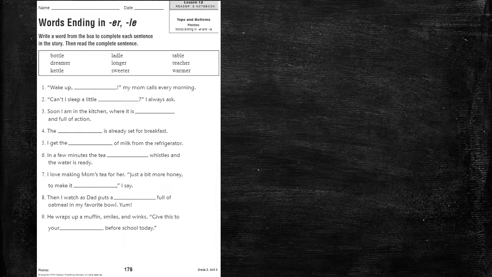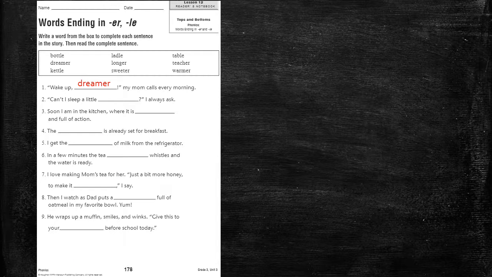Let's read the first sentence. Wake up, then a blank and exclamation. So this is an exclamation. My mom calls every morning. And I need to look for the right word. So let's start trying. What word would fit in? Wake up, bottle. No. Ladle. No. Table. Dreamer. Okay, that sounds pretty close. So wake up, dreamer. My mom calls every morning. Note the quotation marks around this quote. Right? So the first answer is dreamer.